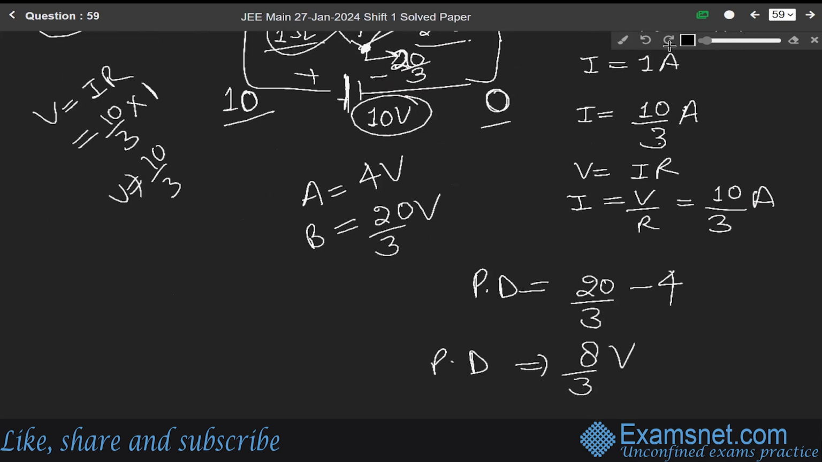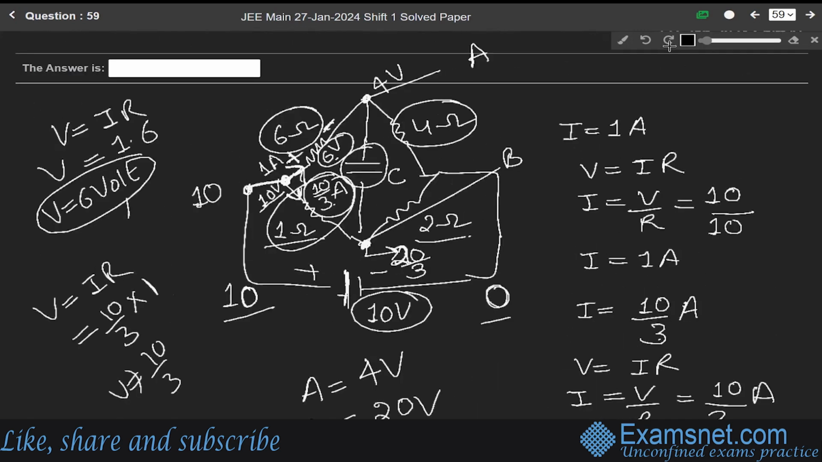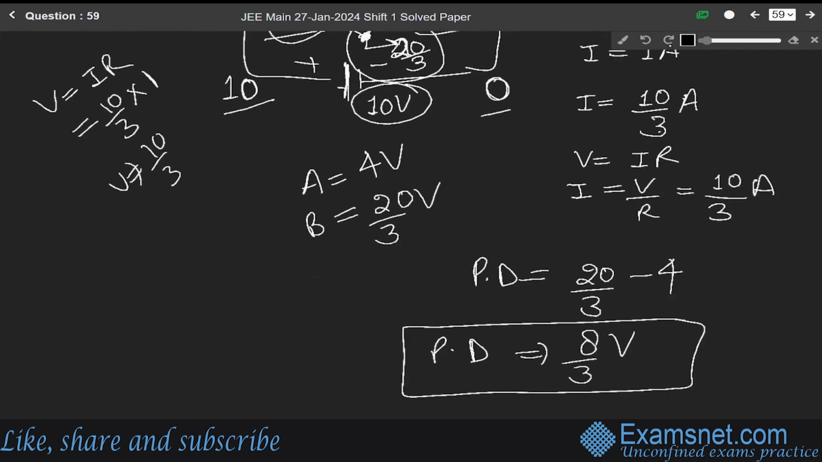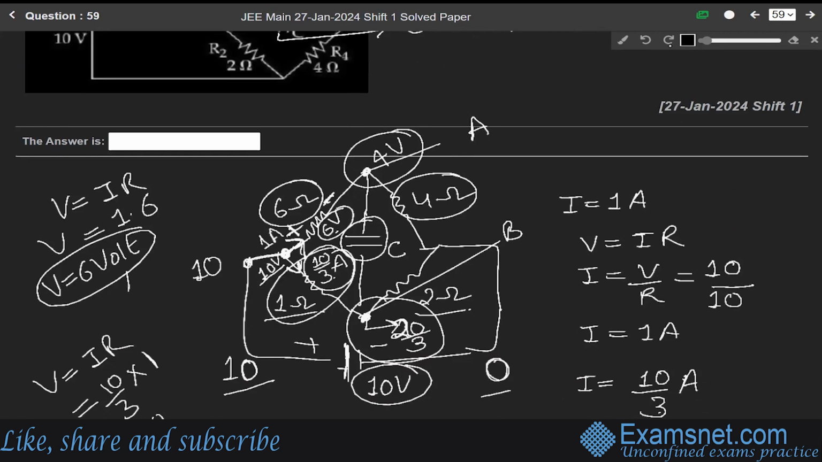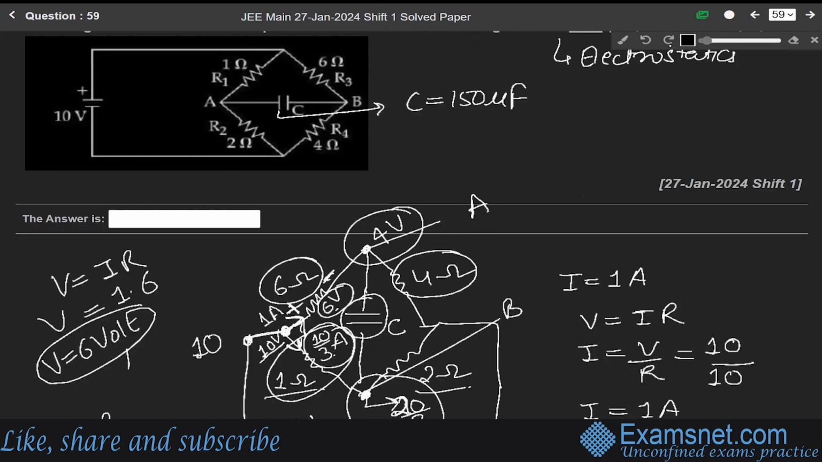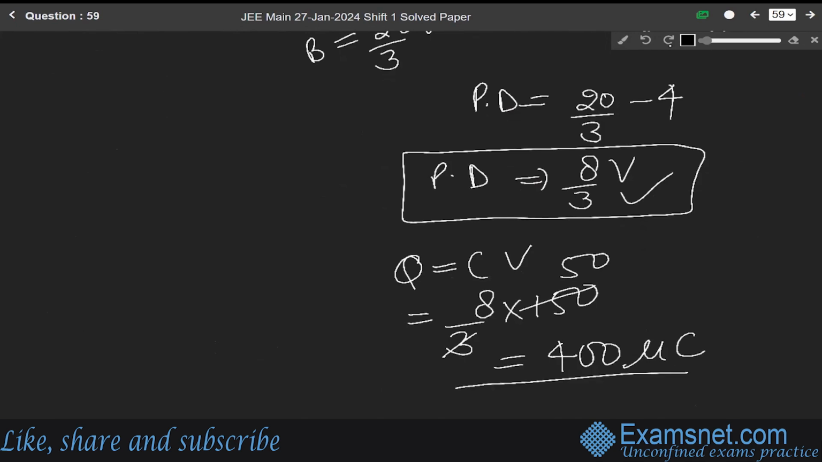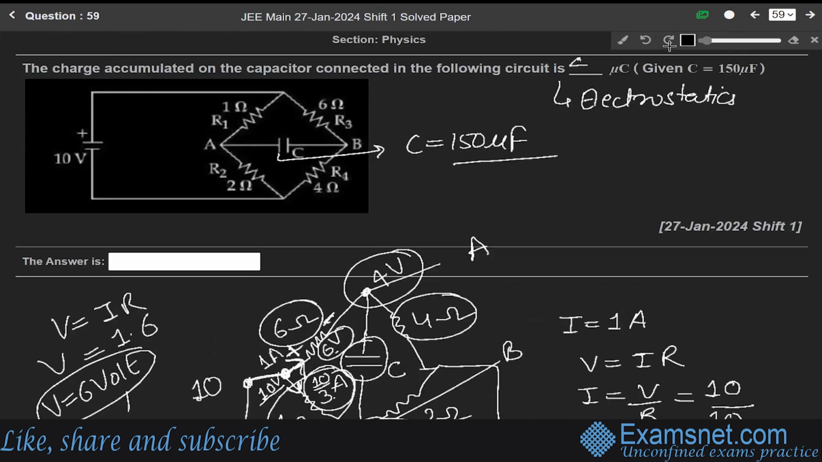Okay. If the potential difference between A and B is 8 by 3 volt, then the charge passing through this capacitor C, Q equals C into V. Capacitance is given as 150 microfarad and voltage is 8 by 3. So 8 by 3 into 150 microfarad equals 400 microcoulomb. So our answer is 400 microcoulomb.